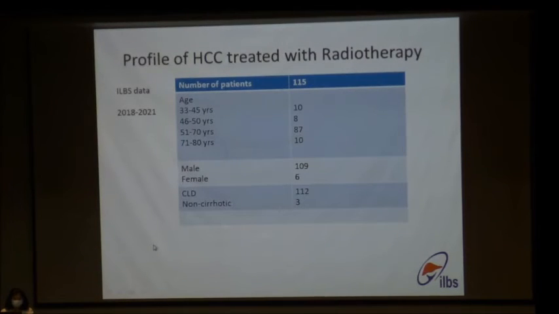So this was about the polygenic risk score, and now seeing our institutional group of patients. This is 115 patients who were treated with radiotherapy in our department. The majority of the patients belong to the age group of 51 to 70 years, that is 87, and the rest were in other groups like 33 to 45 years, 46 to 50, and 71 to 80. Among these also, most were between 60 and 70. Most were males, and non-cirrhotic patients were very few, 3 cases, and CLD was in 112 cases.